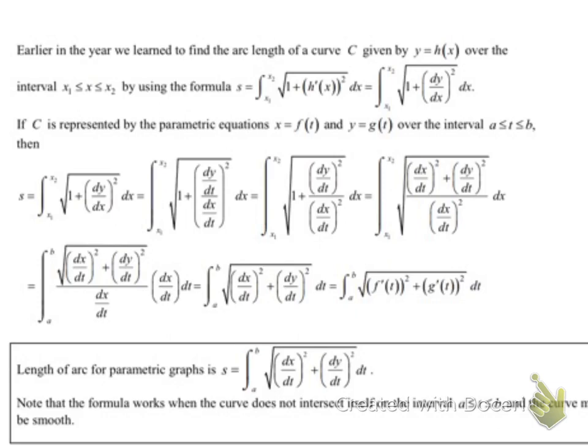Take a moment to read this page and come at me with questions. I feel like this is way easier than it looks. You're just taking the derivative of x with respect to t, squaring it, plus the derivative of y with respect to t and squaring it. So it's just the arc length formula just for parametrics. So we'll talk about it in a second. Go ahead and read it.